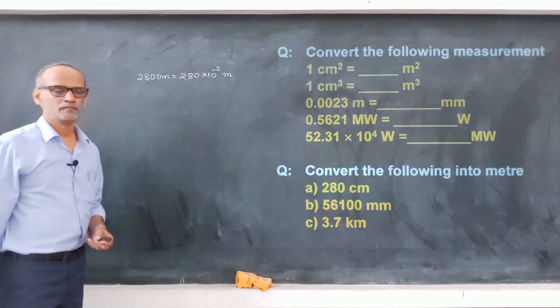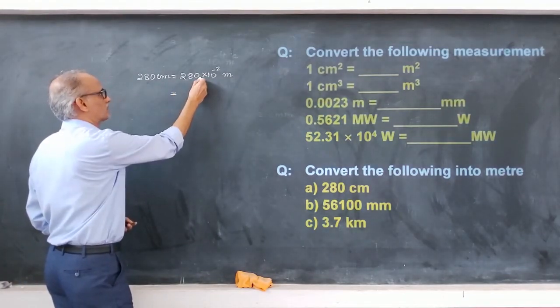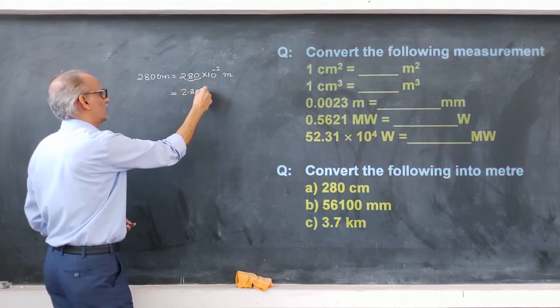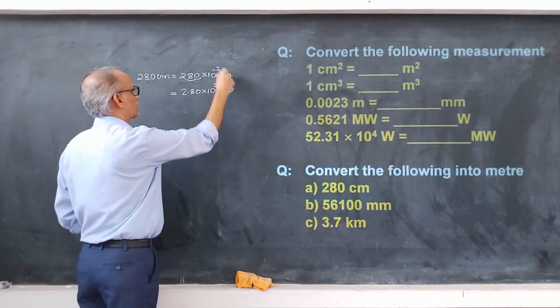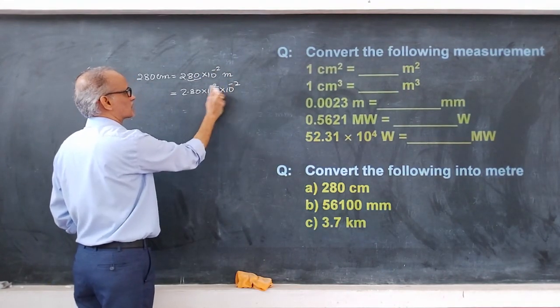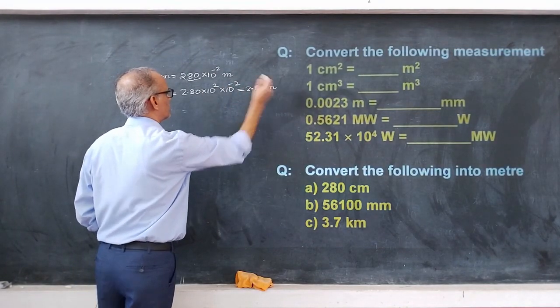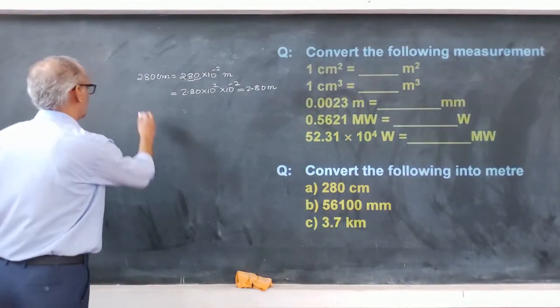Meter. If you want to further simplify, you can do that. How? The decimal point is here. Shift 1, 2. I'll get 2.80 into 10 to the power plus 2, because it's a number greater than 1, into 10 to the power minus 2. Plus 2 minus 2 will get cancelled and you will get 2.80 meter only. Correct? Next one.